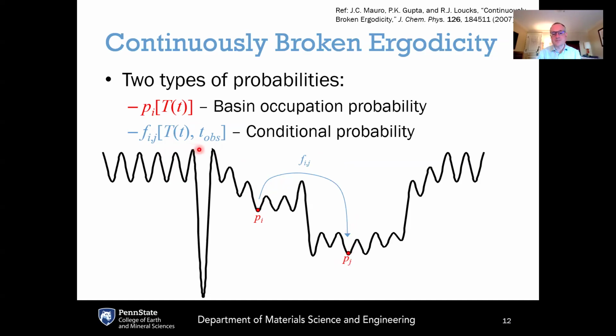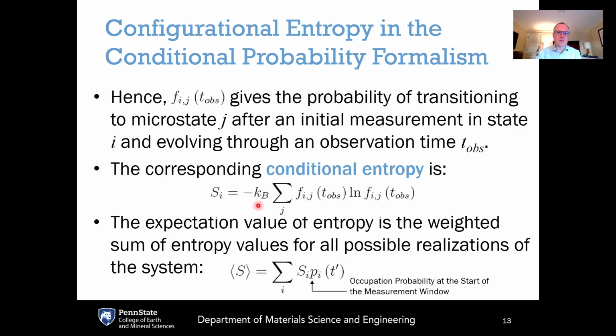And in the limit of zero observation time or zero temperature, no kinetics can occur. In that case, the conditional probability is reduced to a Kronecker delta function, delta I comma J, which means that in the limit of zero time or zero temperature, whatever basin you're in, that's where you're stuck because no kinetics are allowed to occur. So this conditional probability Fij gives the probability of transitioning to microstate J after an initial observation in microstate I, and then evolving through an observation time T observed.